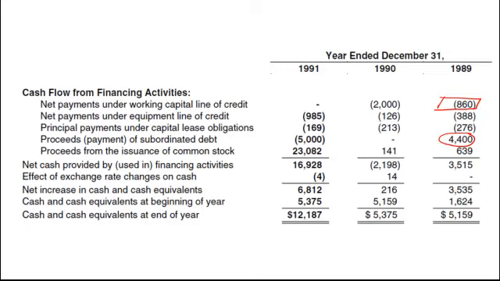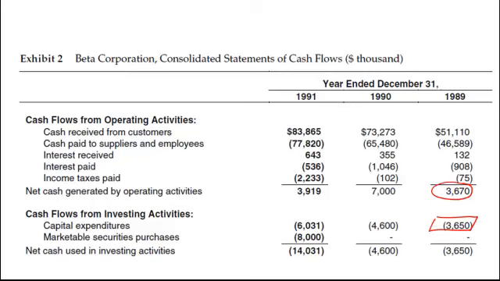Let's try to answer the same questions for 1990. In 1990 we have a shift. The largest source of cash is the operating cash flow, and we don't really have a second largest source of cash. So operating activities would be the only source of cash for Beta in 1990.